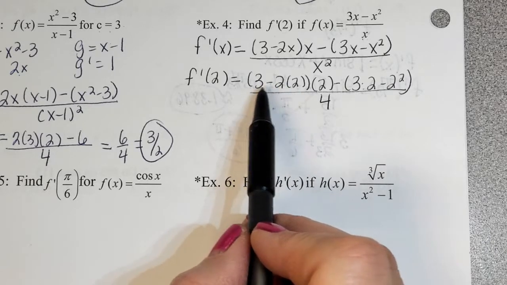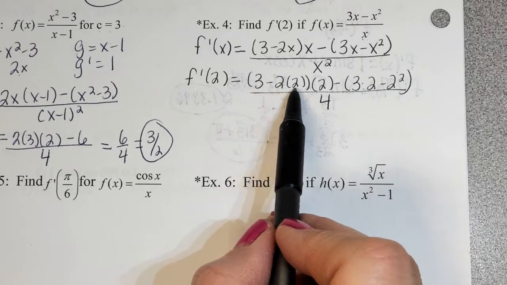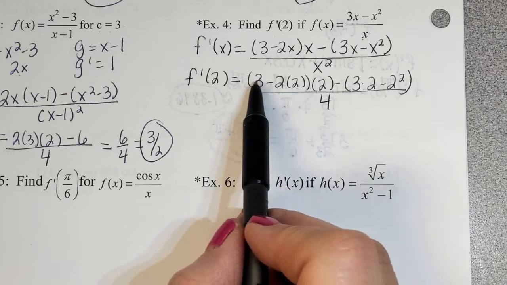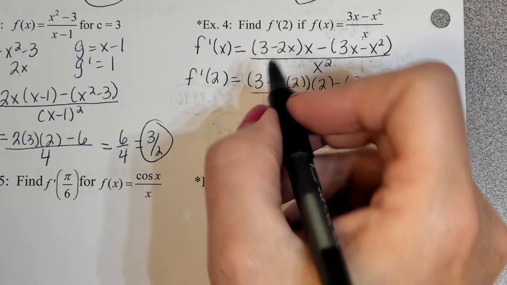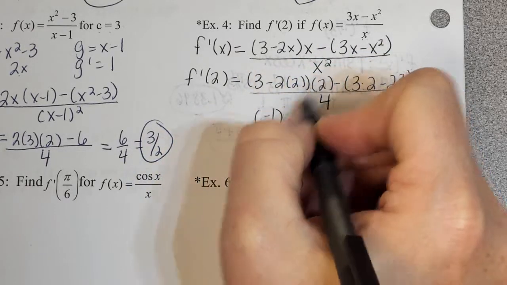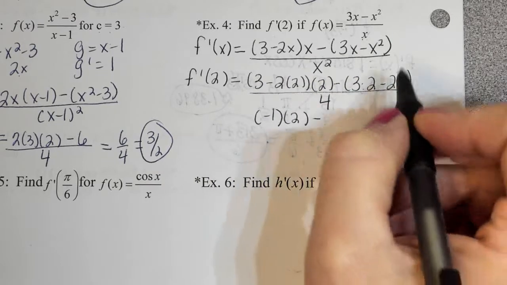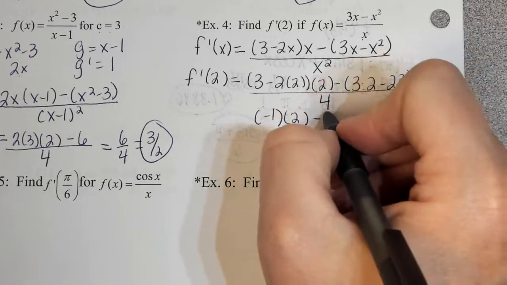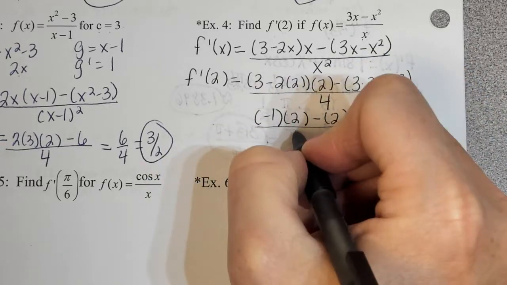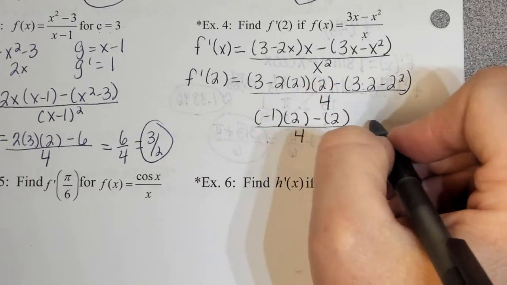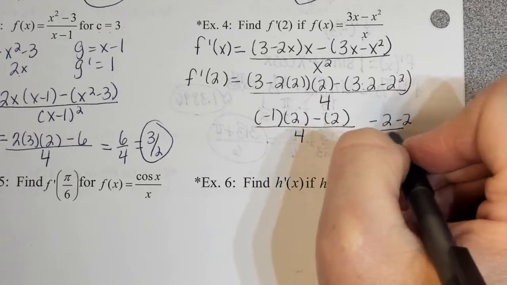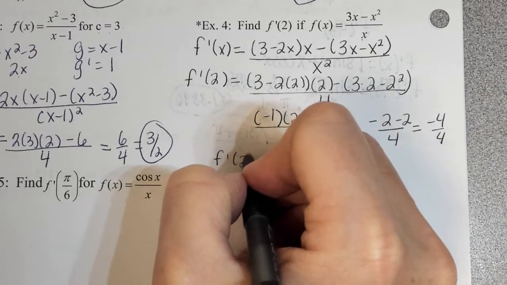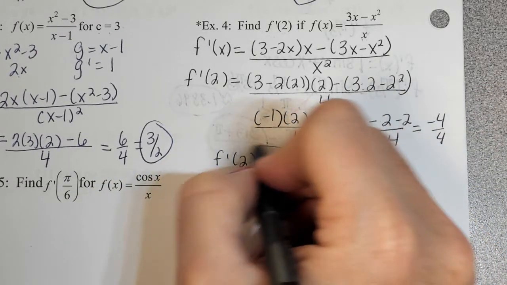So now, right here, should I do 3 minus 2 first or 2 times 2 first? 2 times 2. Follow your order of operations. So I'm going to have 3 minus 4. That's going to be negative 1 times 2 minus, again, multiply first, 6 minus 4 is 2, all over 4. So this is going to give me negative 2 minus 2 over 4, and negative 4 over 4. f prime of 2 is going to be negative 1.